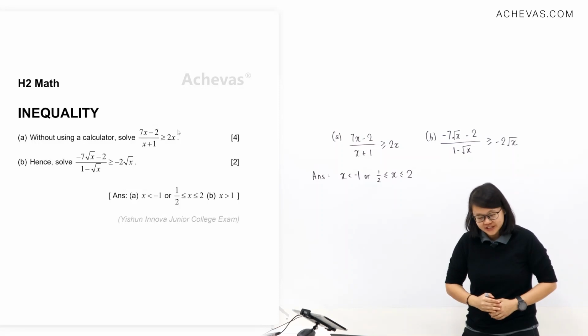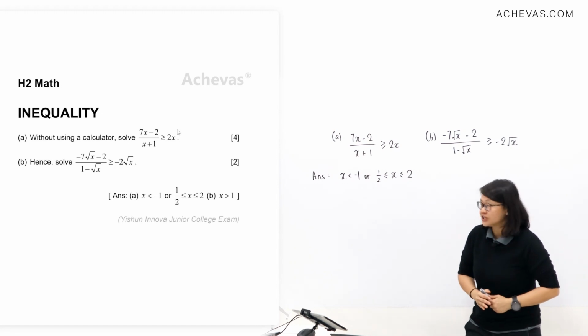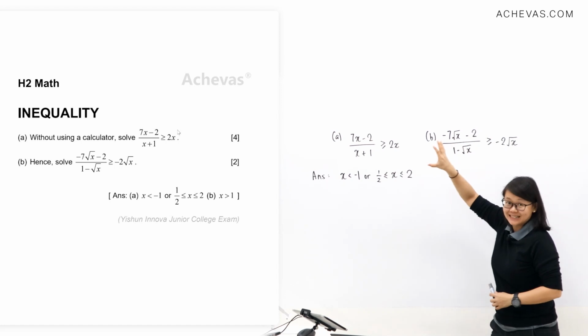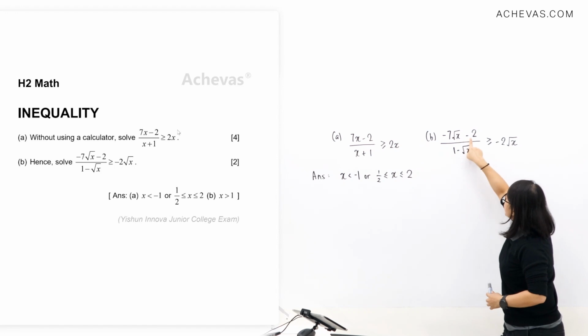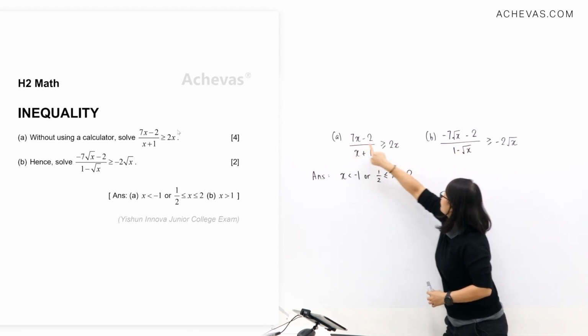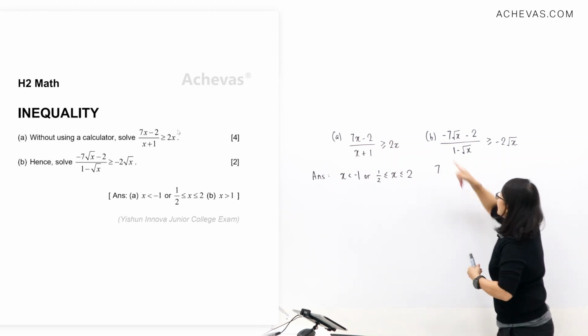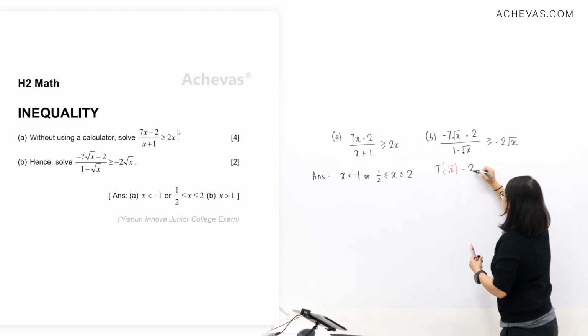Next, part B of this question: hence solve (negative 7 square root x minus 2) divided by (1 minus square root x) more than or equals to negative 2 square root x. Now, since it is a hence question, we're going to make this similar to that expression. So let me take a look at this one here. We have this minus 2, it's the same as this minus 2 and 7. So what I'm going to do is write 7 and put this negative square root x in the bracket. This negative 2, I'm going to retain it here.